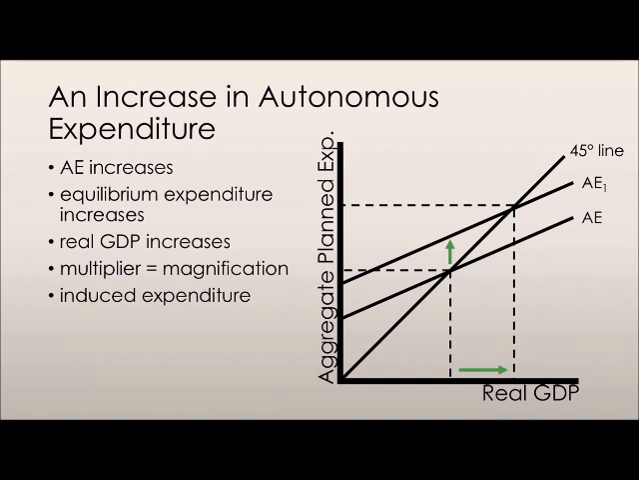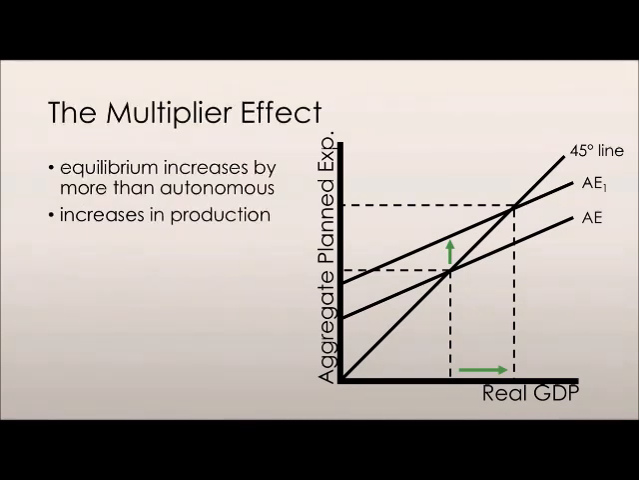The new aggregate expenditure function after an increase in autonomous spending is determined by adding the amount of the increase to every point on the graph. And so we just shift that curve upwards by the amount of the increase in autonomous expenditure. And the new point at which the aggregate expenditure function is equal to the 45-degree line is that new equilibrium point.